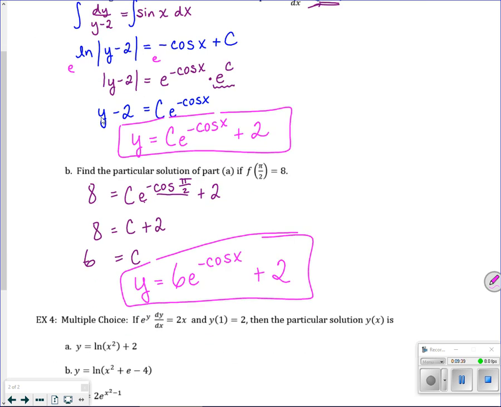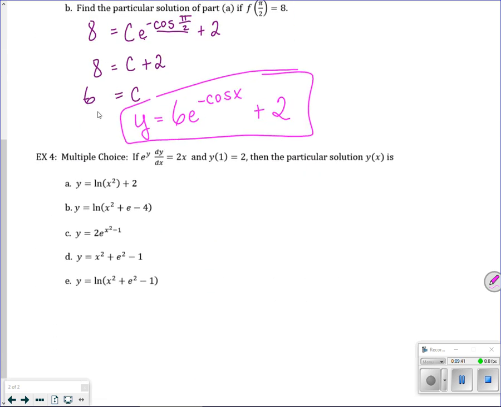All right, last one. It's a multiple choice. So you've got to use your stuff until you get there. So it says if e to the y dy dx is 2x and y of 1 is 2, then the particular solution is what? All right. Stop the video, see what you get. Here we go. Let's separate. I have e to the y dy is equal to 2x dx.